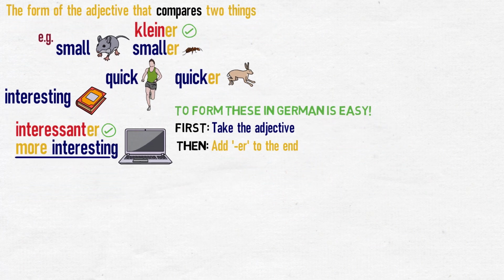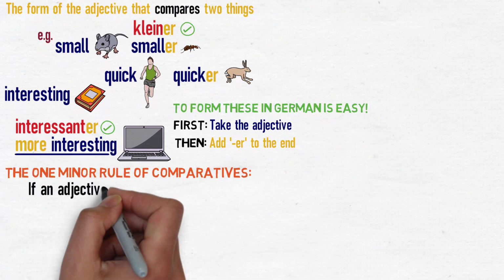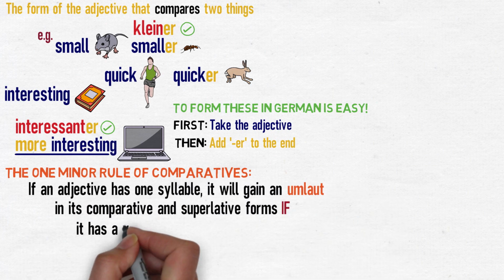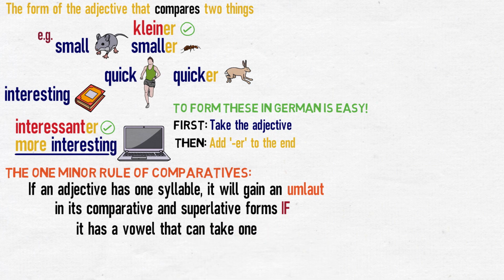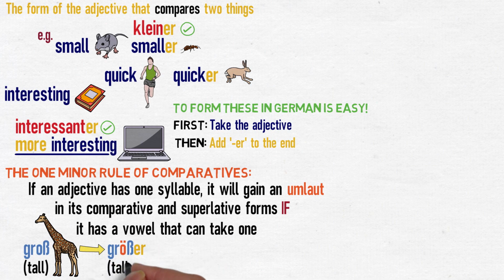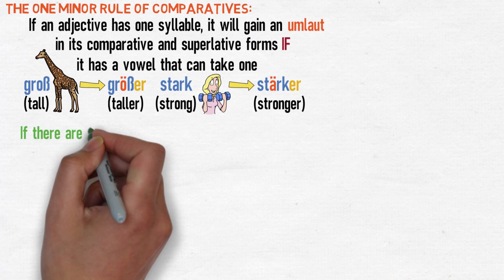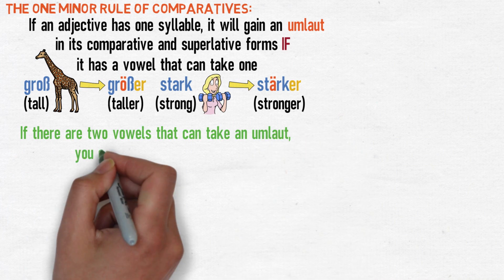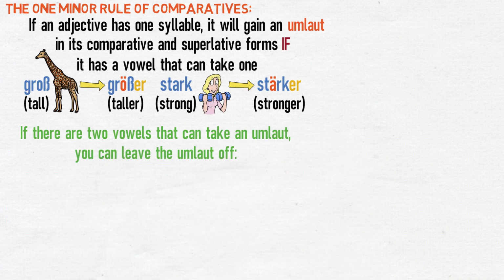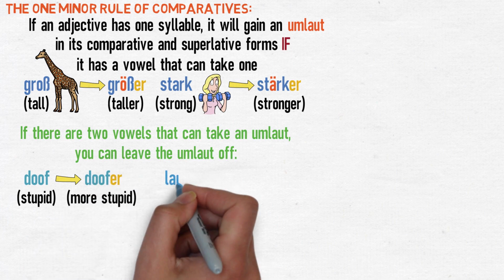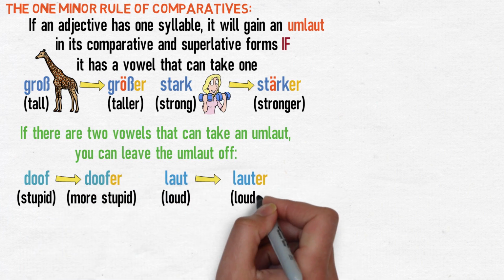The only minor rule when forming comparatives is that if an adjective has one syllable, it will have an umlaut in its comparative and superlative forms, if it contains a vowel that can have an umlaut. For example, groß meaning tall, größer meaning taller, stark meaning strong, stärker meaning stronger. If the adjective has two or more vowels that can take an umlaut, you can leave the umlaut off. For example, doof, meaning stupid, doofer, meaning more stupid, laut, loud, lauter, louder.